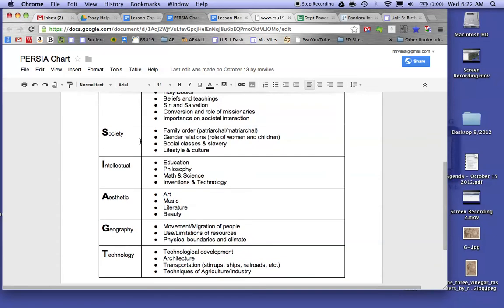So for instance, when we say society or the social theme, what we're talking about are family order, whether a society is patriarchal, which is a fancy way of saying male-centered, dominated by the man, or matriarchal, female-centered. Gender relations, what is the role of women and children, what's the role of men? Are there major gender differences in terms of how the men and women behave in society?